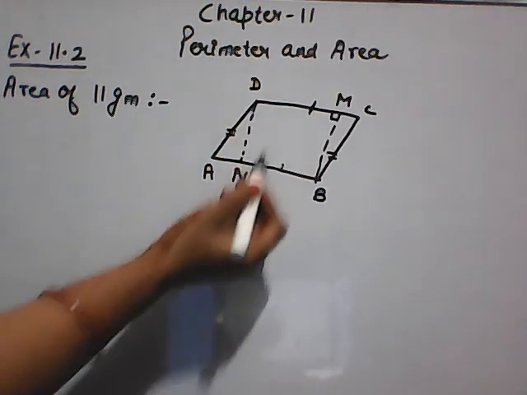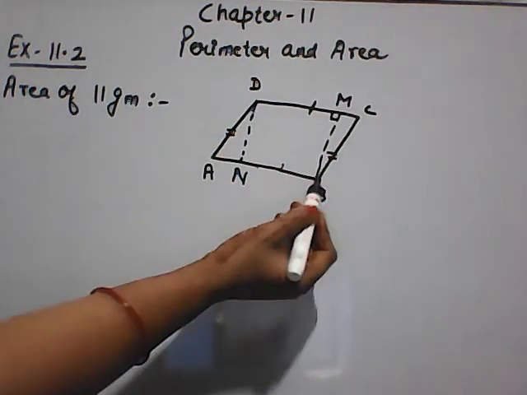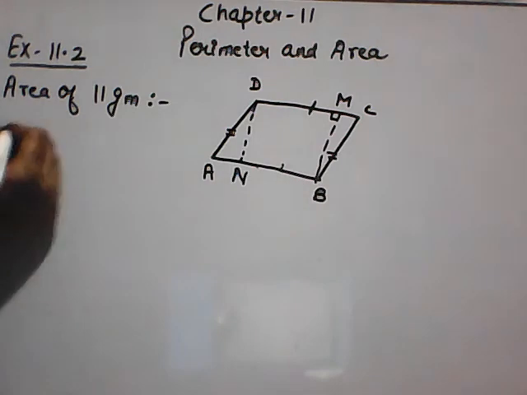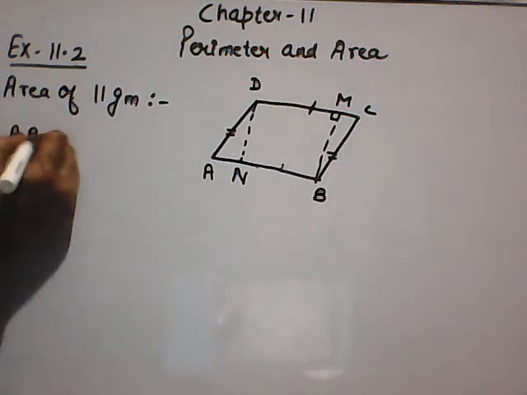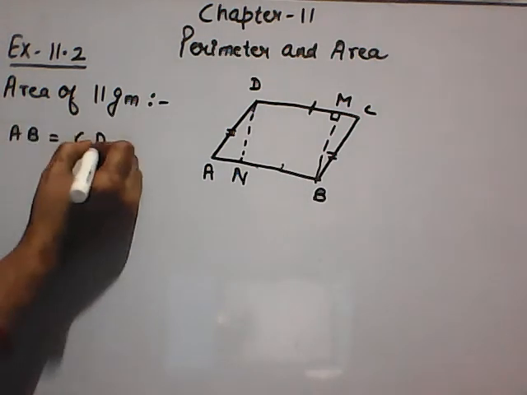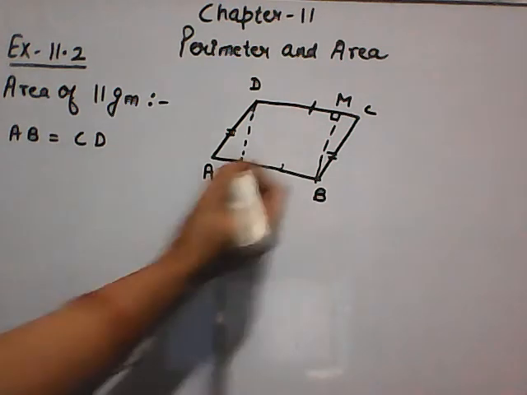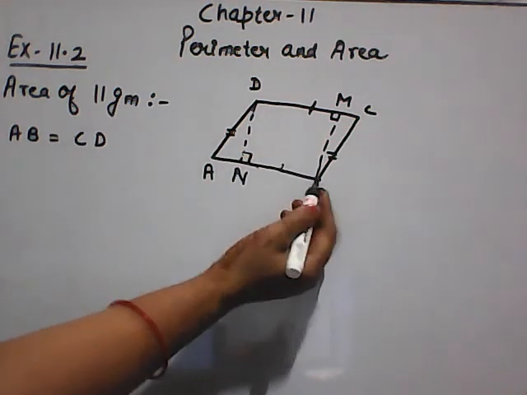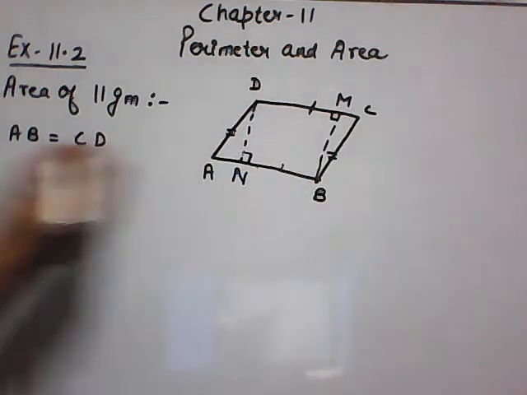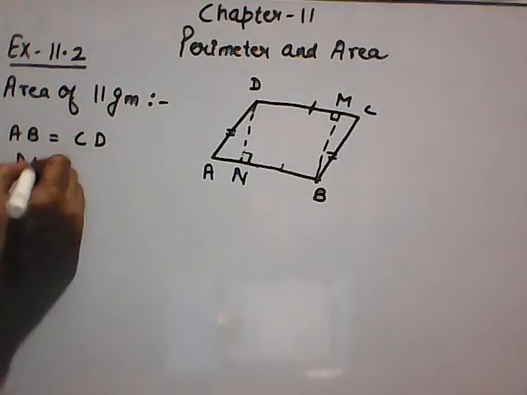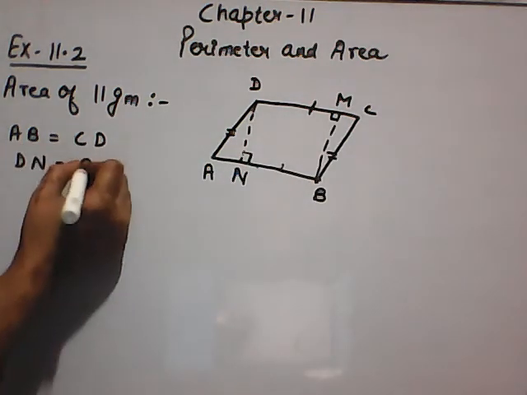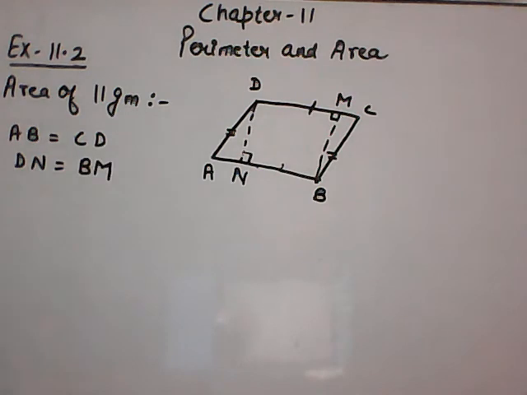Between parallel sides, if there are two perpendiculars, obviously their lengths are also equal. Here AB is equal to CD. In a parallelogram, opposite sides are parallel and equal. We draw a perpendicular from D to AB, DN, and from B to CD, BM. Here the lengths of these two perpendiculars are also equal, as the two sides AB and CD are parallel.